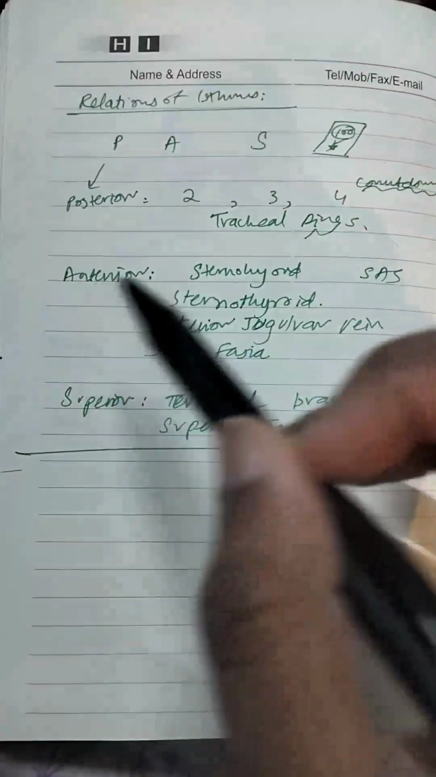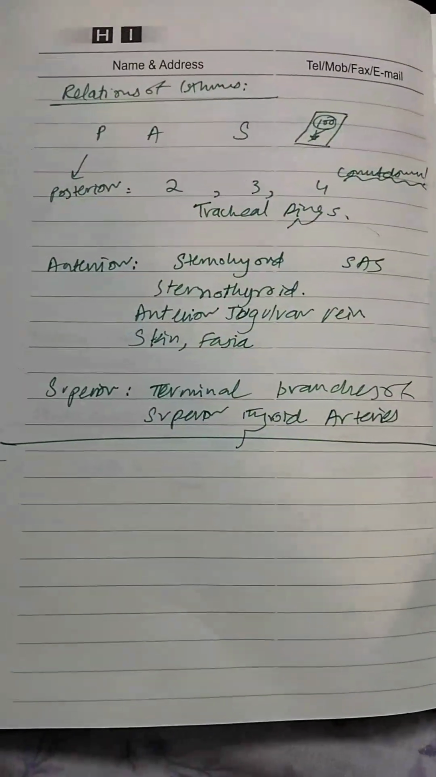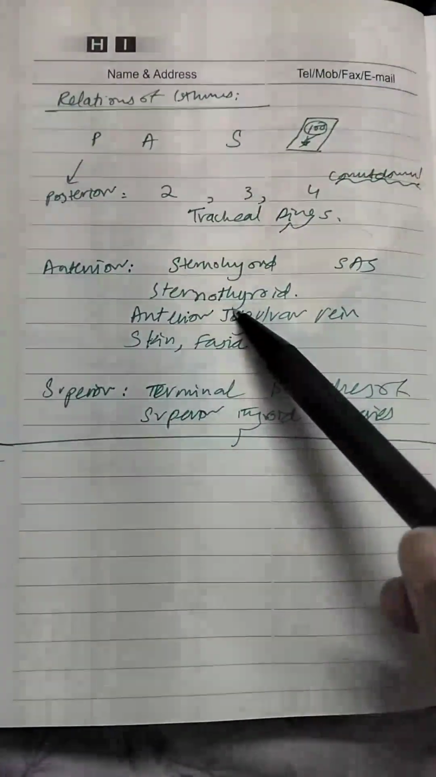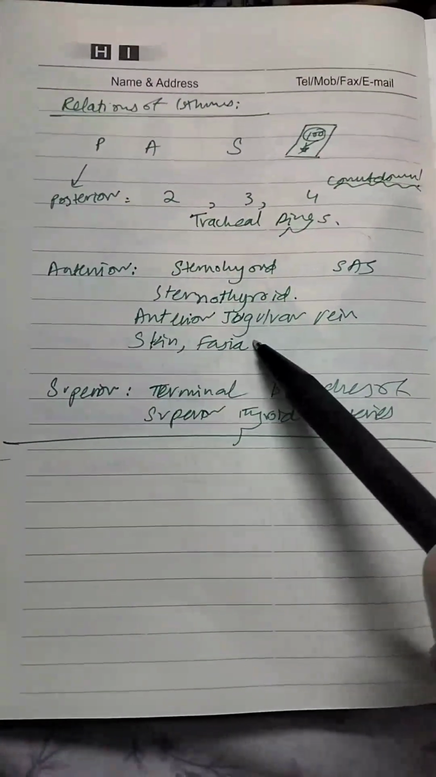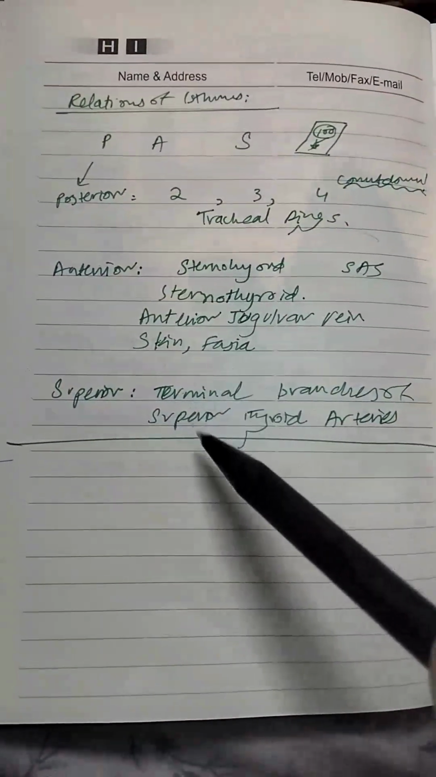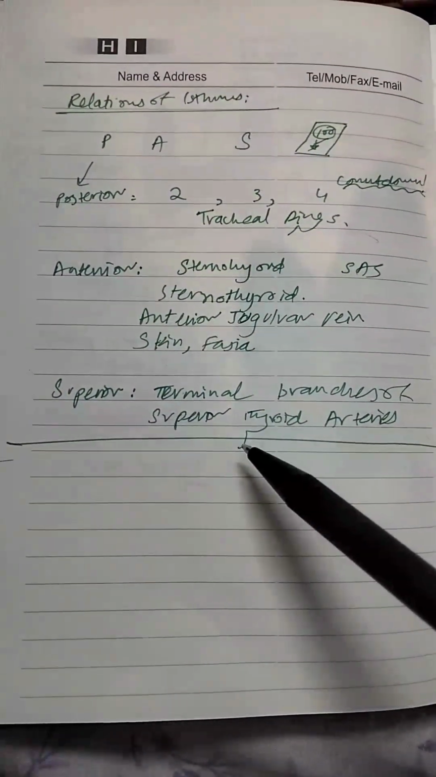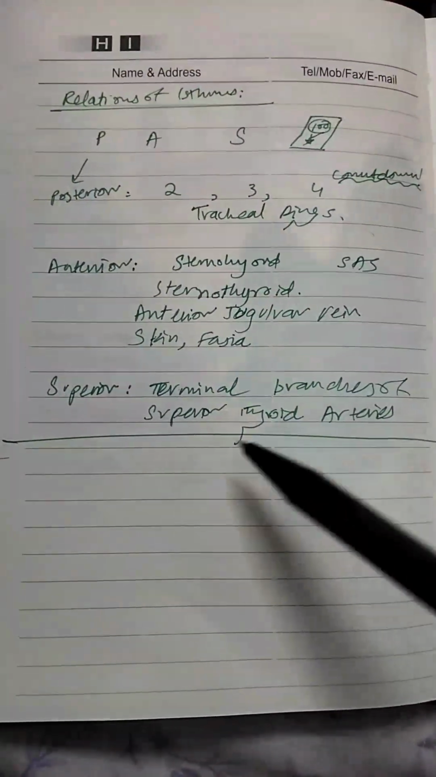And for the anterior relation, we are going to have the same anterior relations as we had in the lobes, which were the sternohyoid and the sternothyroid. But in addition, we have the anterior jugular vein as well. Now let's talk about the superior relation. For the superior relation, we're just going to have the terminal branches of the superior thyroid artery.